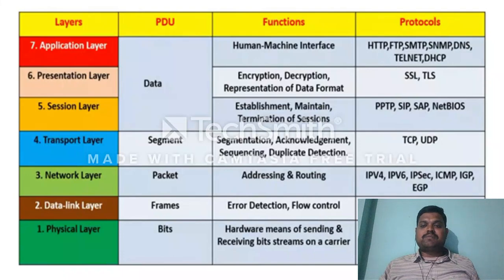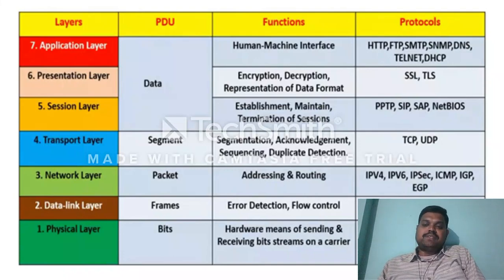The session layer handles establishment, maintenance, and termination of sessions. Point-to-point tunneling protocol, session initiation protocol, session administration protocol, and NetBIOS are some examples of session layer protocols. The transport layer functionalities are segmentation, acknowledgement, sequencing, and duplicate detection. Example protocols are TCP and UDP. TCP and UDP are the examples for the transport layer.